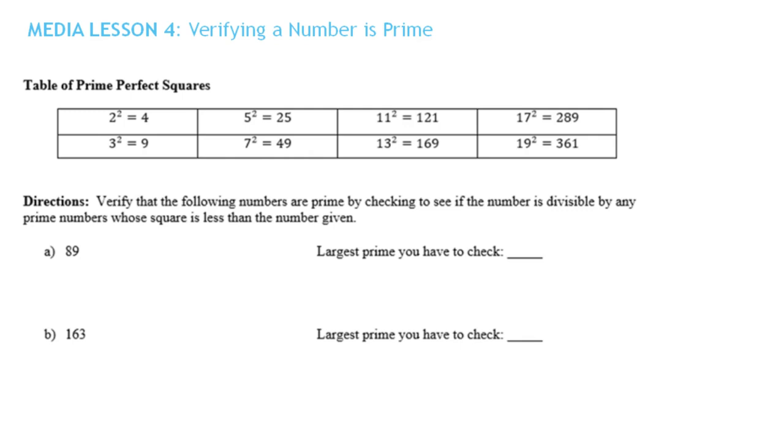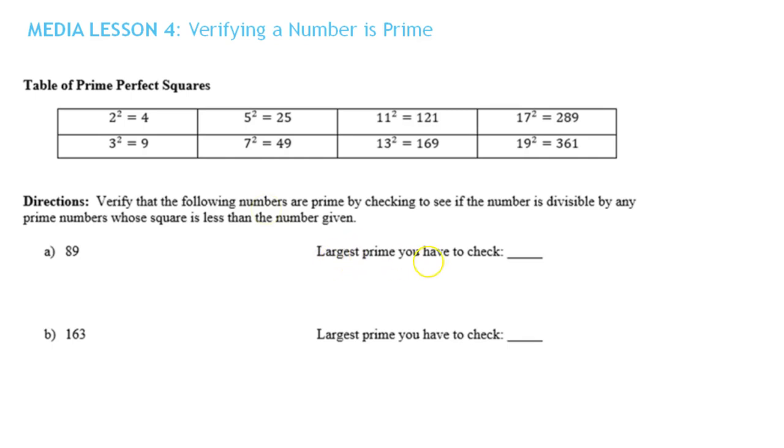Here's our table of prime perfect squares. Notice we have 2, 3, 5, 7, 11, 13, 17, 19. We didn't include 4, 6, 8, 9, 10 because none of them are prime. They have factors besides 1 and themselves. So here are the directions. Verify that the following numbers are prime by checking to see if the number is divisible by any prime numbers whose square is less than the number given.